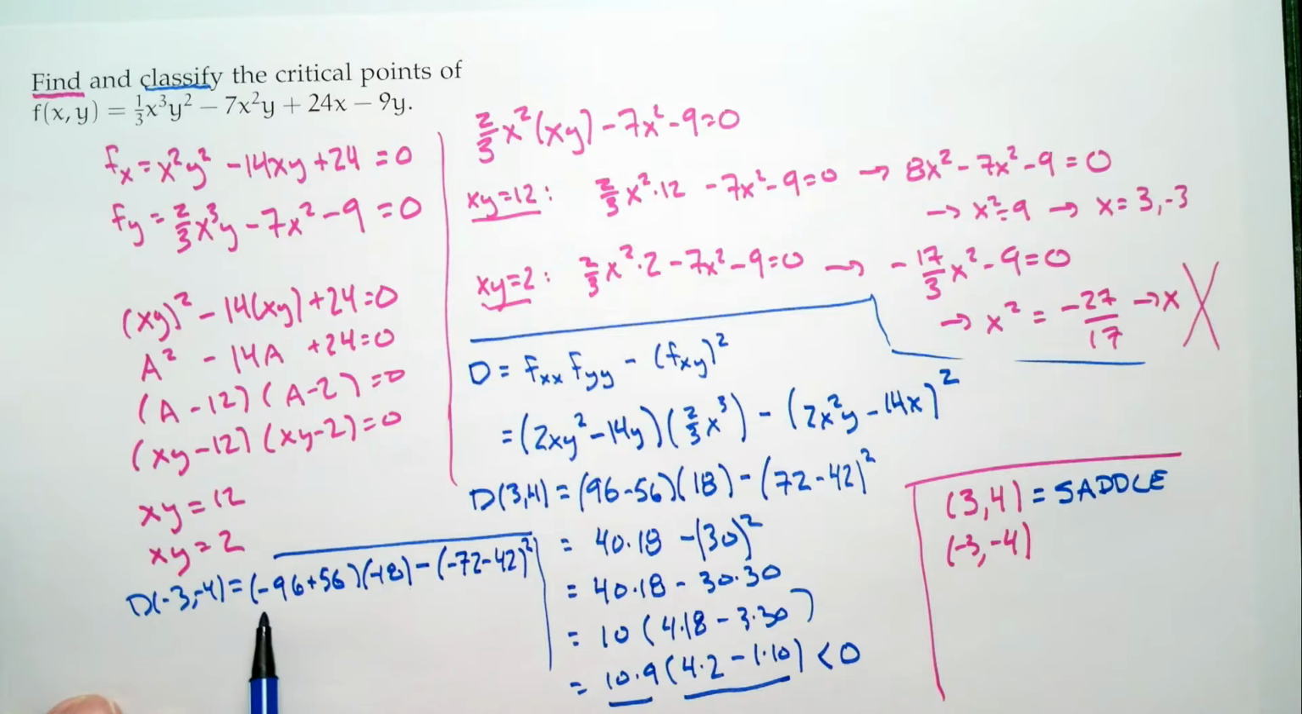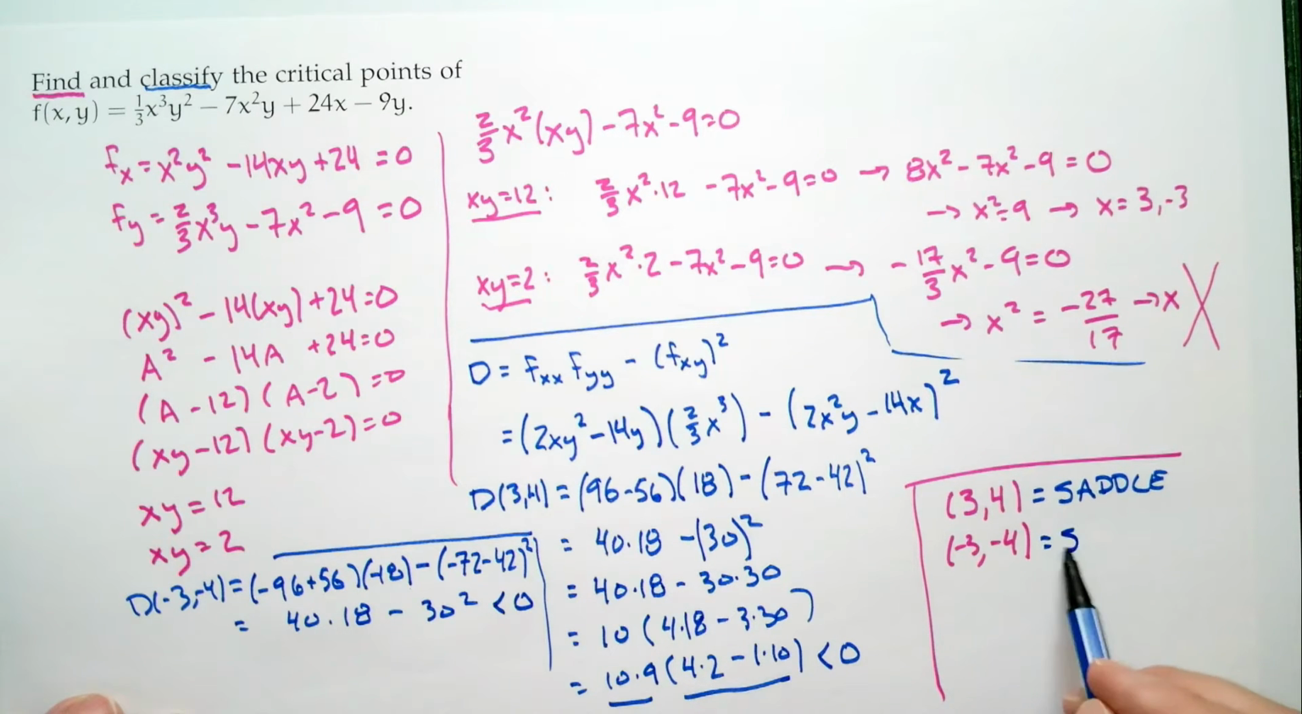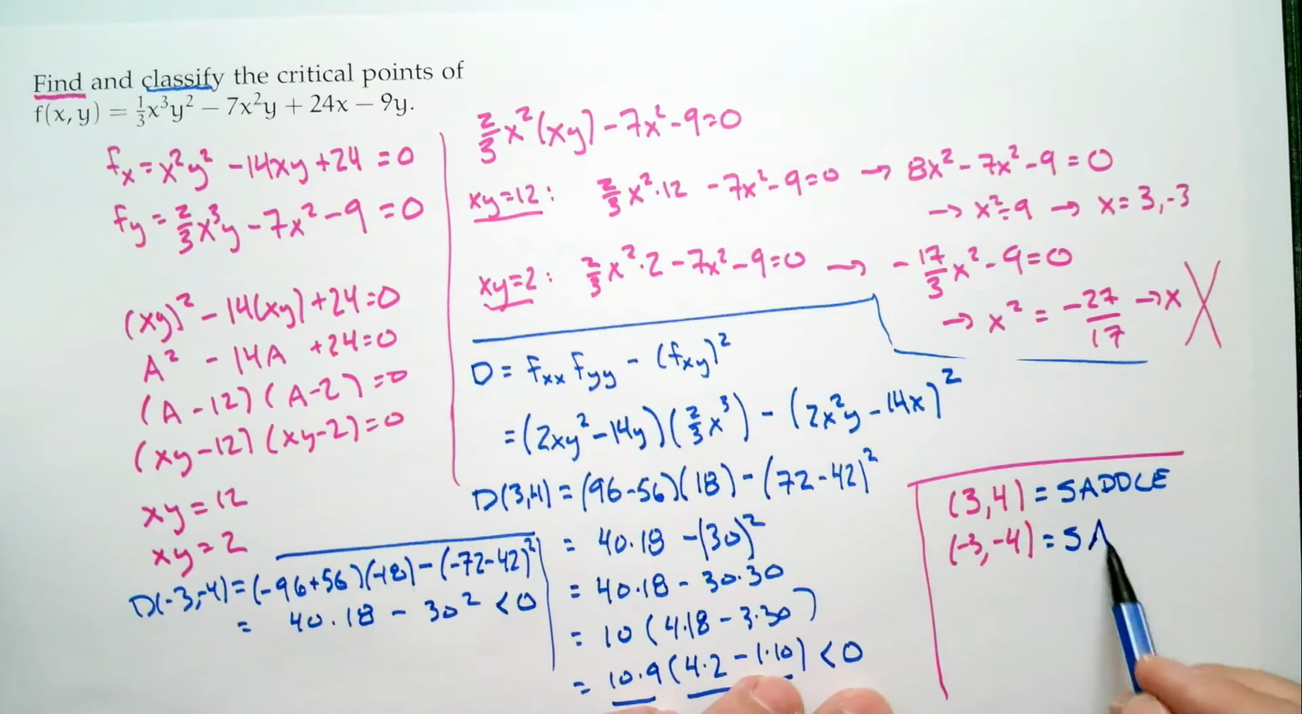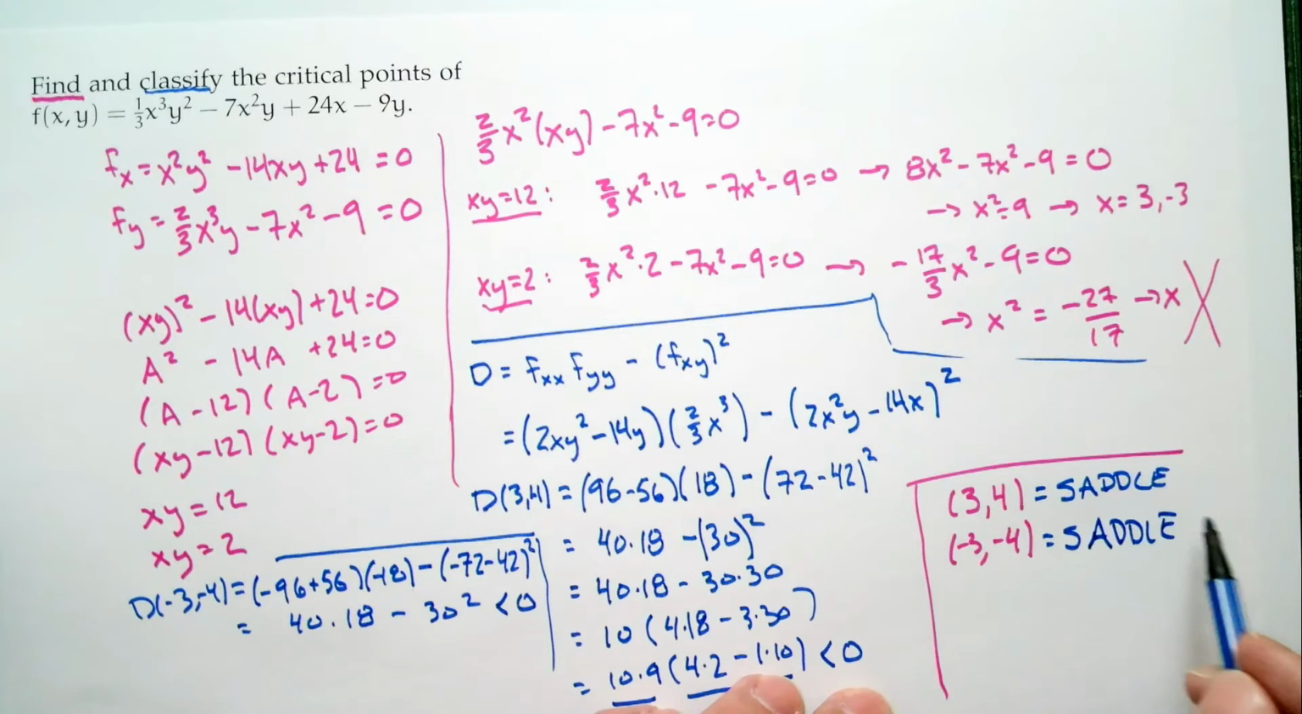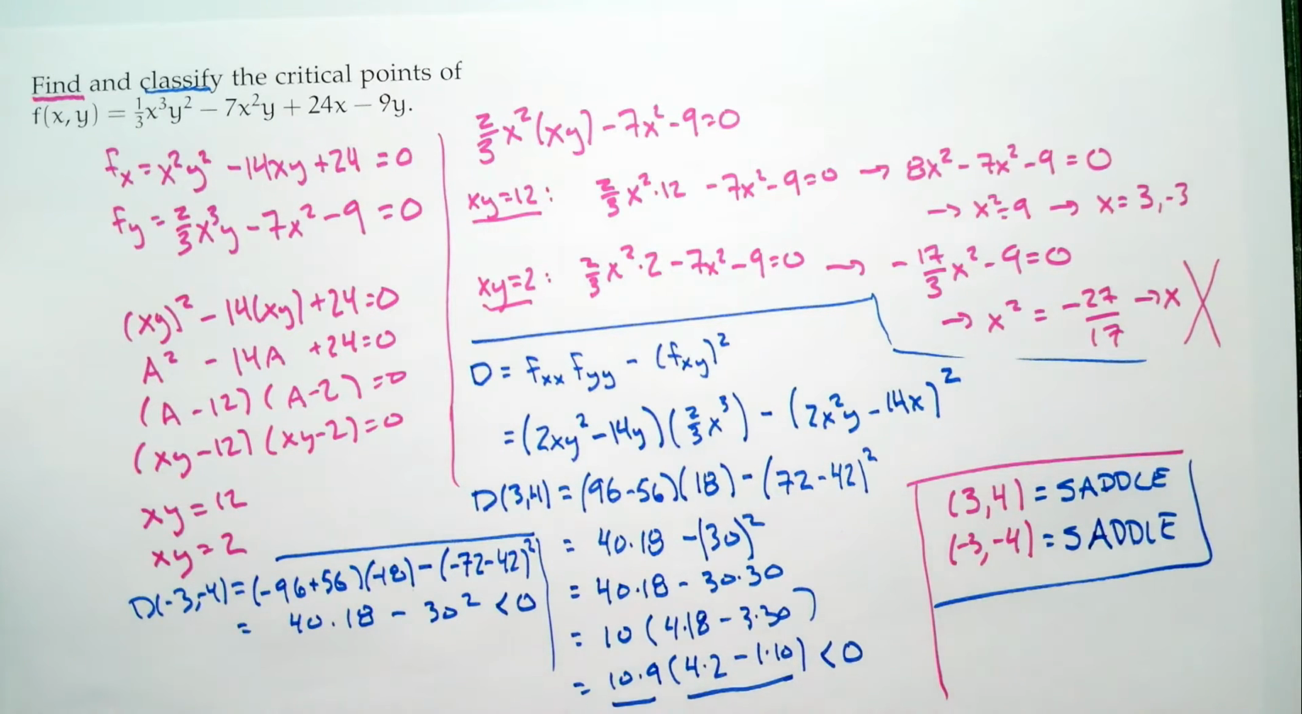But if I have a negative and a negative, that really says this is the same thing as before. It's really 40 times 18. This is really going to be the same as 30 squared. So it's the same numbers. So it's still negative, which means it's still a saddle. And therefore, this point has only 2 saddles. And that's the only kind of critical points we have.